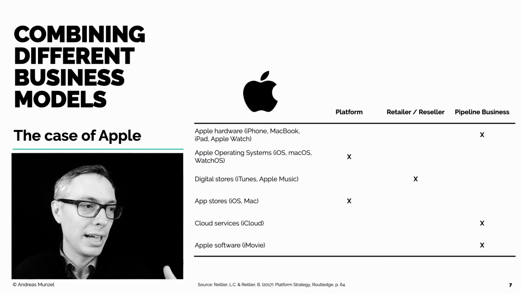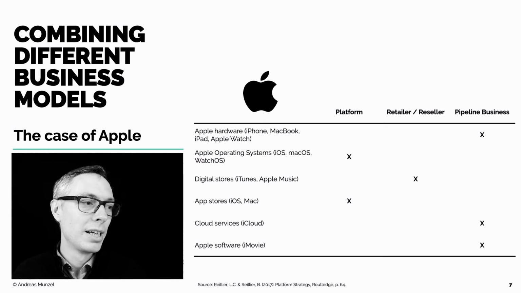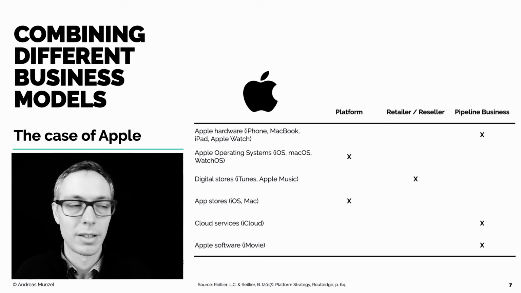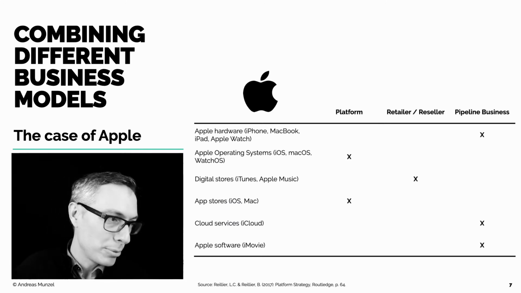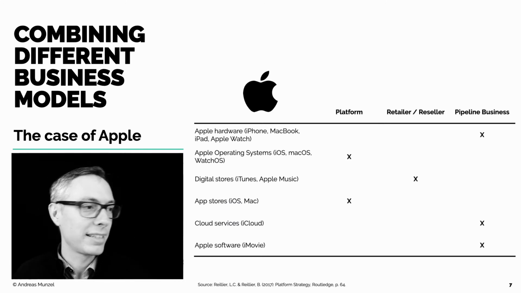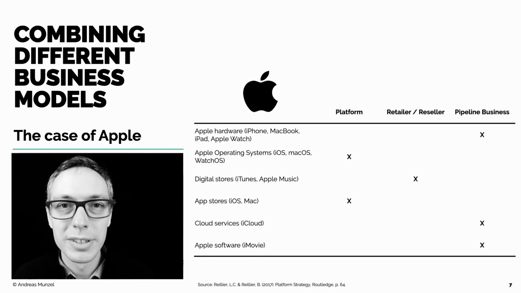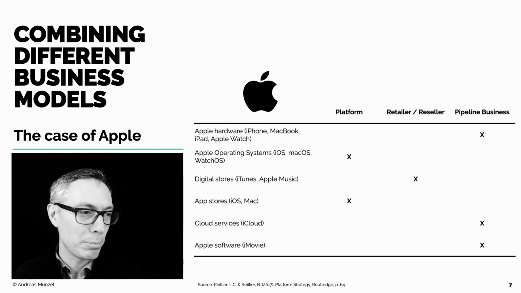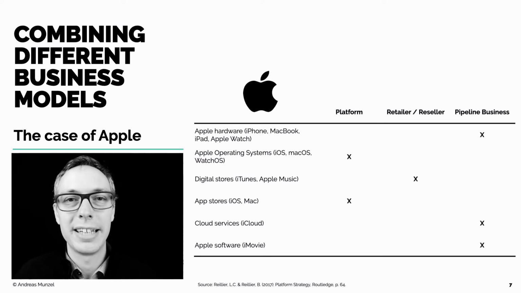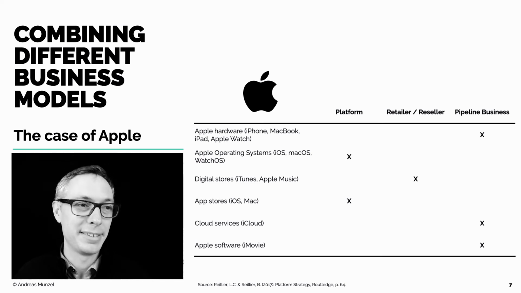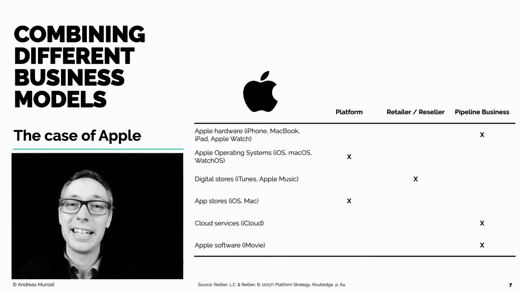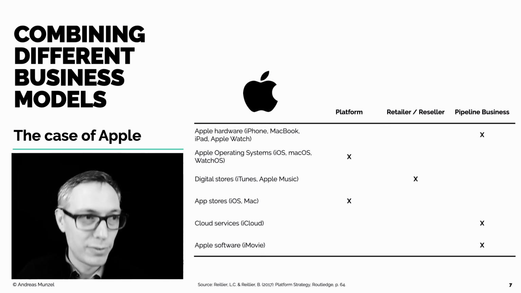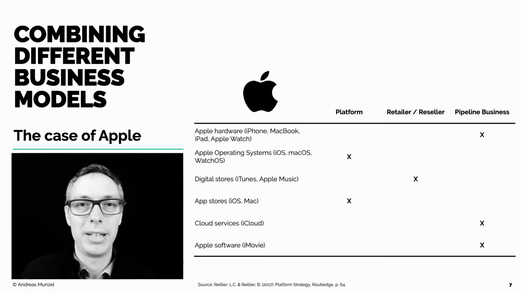And if you look into Apple Music, for example, the digital stores, it's a retailer. Okay, so there again, you have the app stores then where app developers get access to iPhone owners, for example. It's a platform again. You have cloud services and Apple software where at the end Apple again is a pipeline business. Okay, even in the case of Apple as well, you have the combination of platform, retailing, and pipeline.